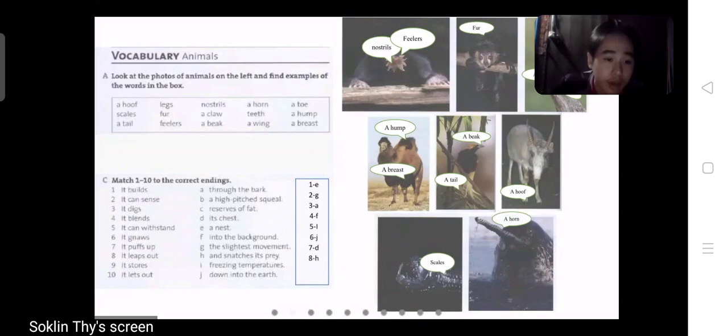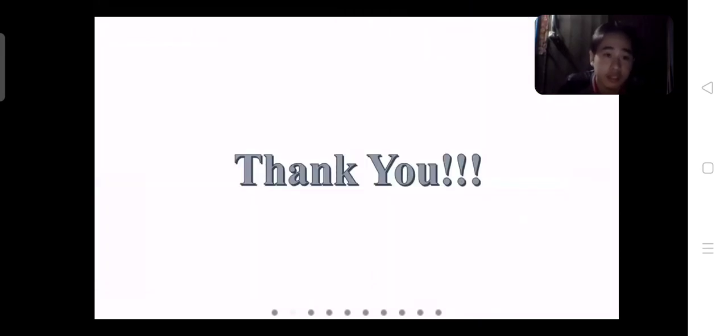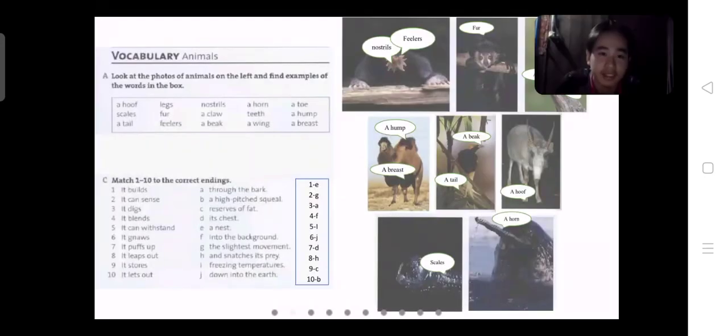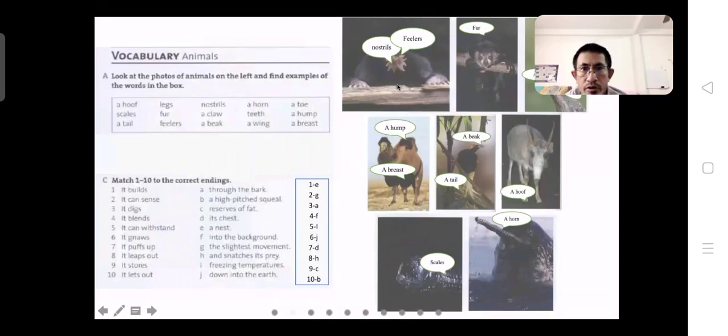Number eight, to letter H: it lifts out and snakes its prey. Number nine, to letter C: it stores reserves of fat. And the last one, number 10, to letter B: it lets out a high pitched squeal. Now this is all my presentation about this part. Thank you for listening. That's all. Thank you so much. Okay, thank you for sharing this unit.